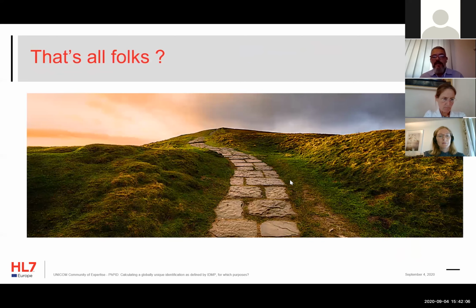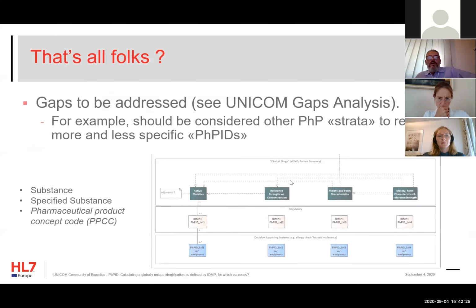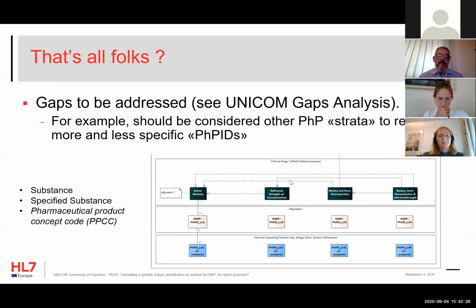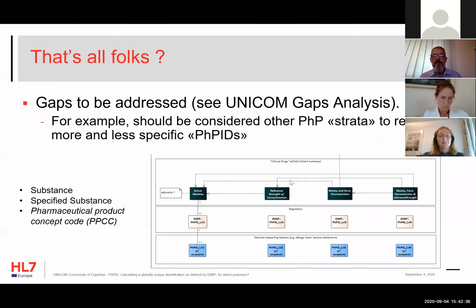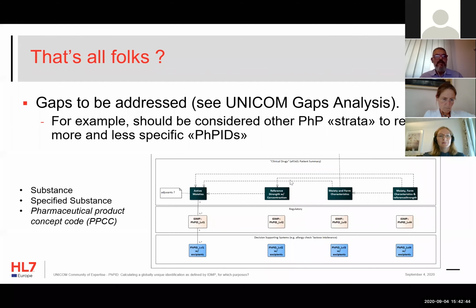So, having said that, we may say that we have the direction in which we should go. We also know, as already mentioned by Leonora and Malin, that there is a lot of work to be done. Just to mention a few things, there is a set of gaps that has also been identified by UNICOM, such as the need for other strata of PhPID to represent less or more specific PhPID-like concepts.